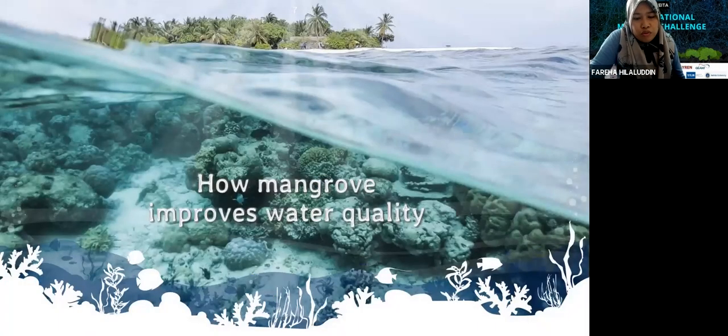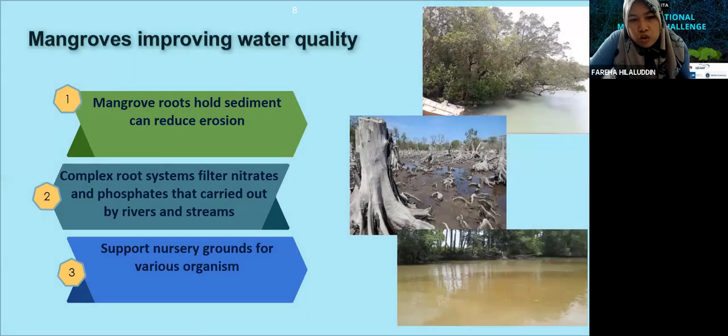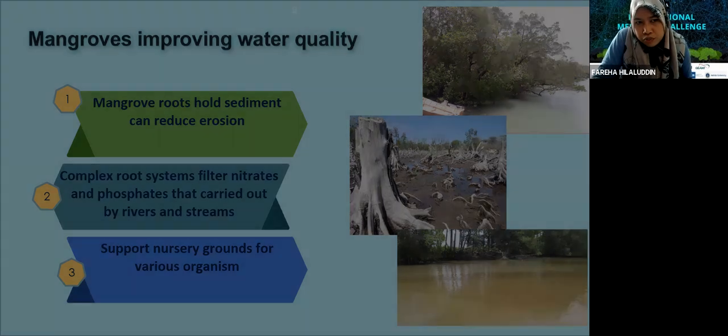So what is the water quality in mangrove regions? We need to know how mangroves improve water quality, why we need to conserve our mangrove ecosystem, and why we should not clear all mangroves. We need to save our mangroves, because mangrove roots can hold sediments, so they reduce erosion. The complex root system filters nitrates and phosphates carried by rivers and streams, and also supports nursery grounds for various organisms.